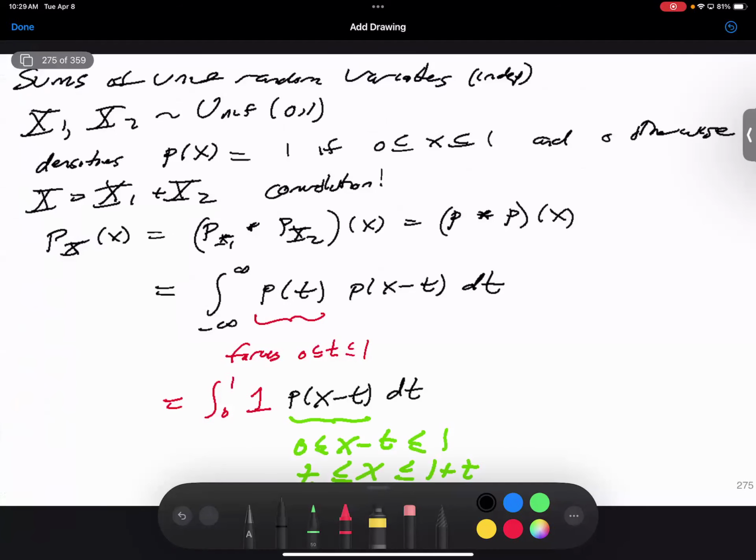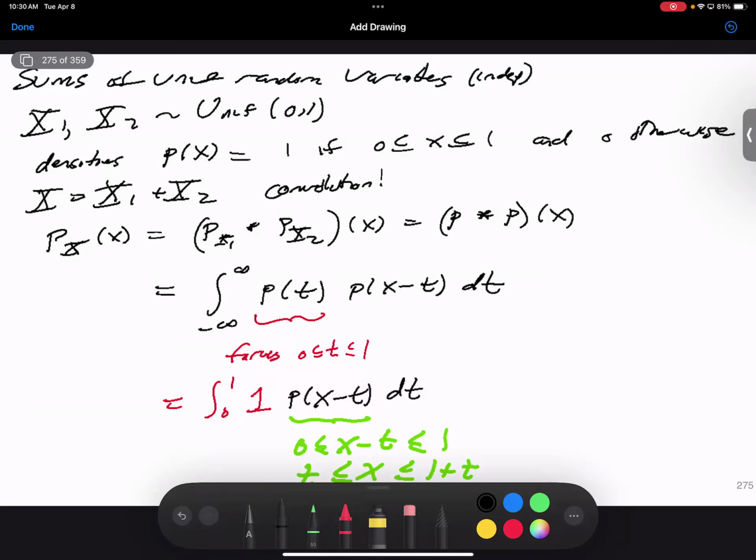So let's have sums of independent, identically distributed random variables. Let's say x1 and x2 are uniform. And let's make them uniform in 0, 1. Right? So that means the probability distribution is just 1. If they were uniform on 0, 5, the density would be 1/5. And I want to calculate what is the density of x1 plus x2.